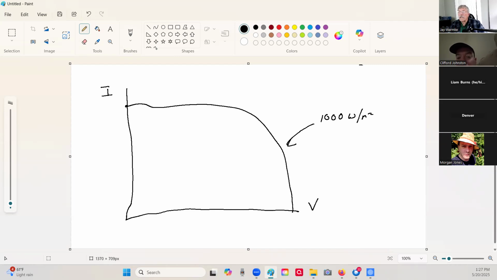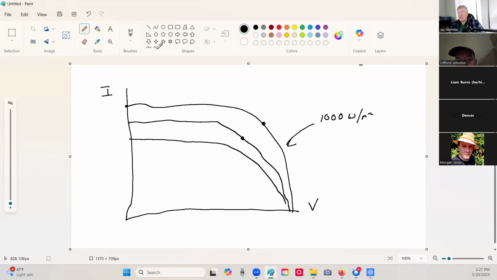Well, what happens if a cloud passes over the sun? Then suddenly the irradiance declines. It primarily affects amps. It does affect voltage slightly. So the curve may shift like this. This may be the maximum power point at STC, but now that maximum power point is shifted to here. And if it gets even darker, that curve is going to shift again, and maybe the maximum power point is adjusted there.